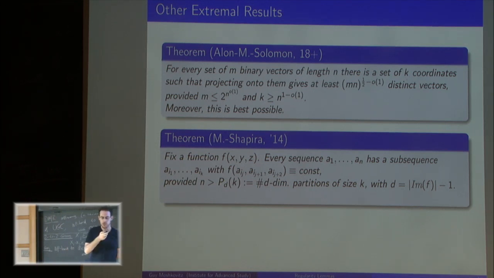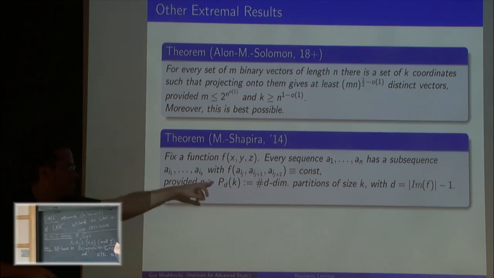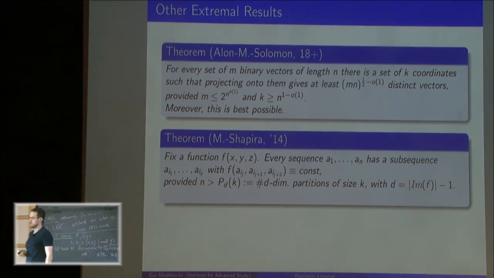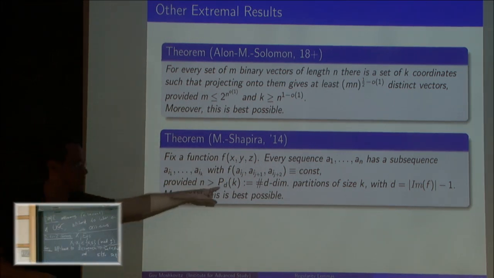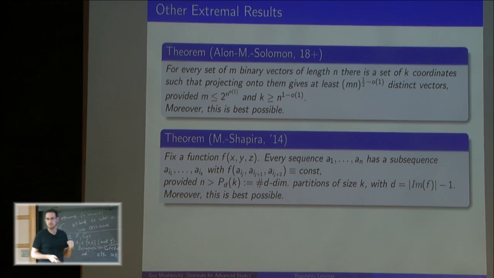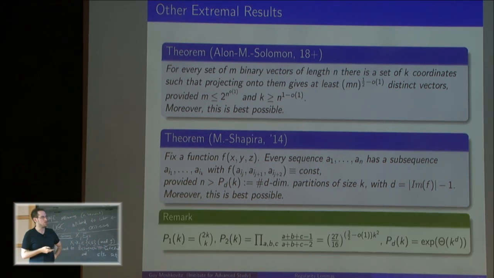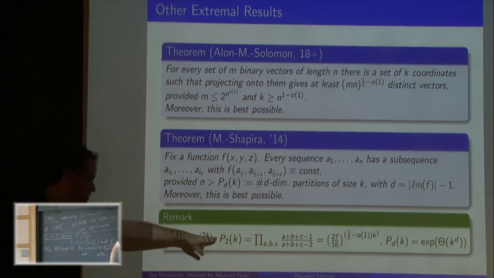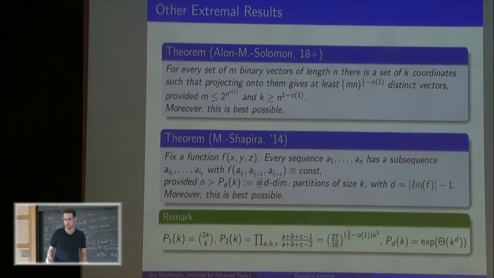It has multiple other formulations. So apparently if the length of your sequence is larger than this number, then you get this subsequence, and it turns out that this is tight. This is best possible. So if n is not strictly larger than P_d of k, then this statement is actually not true. So this is a characterization. And because the notion of high-dimensional partitions was studied so long ago, we have some results for it. For example, we have a very nice closed formula for the number of these two-dimensional matrices. Here is this formula proved by MacMahon at the end of the 19th century.